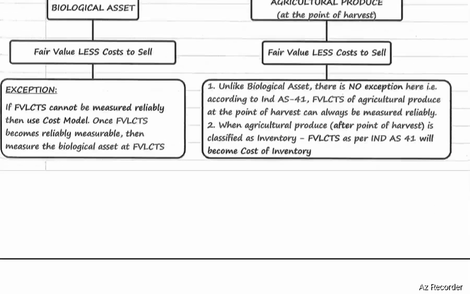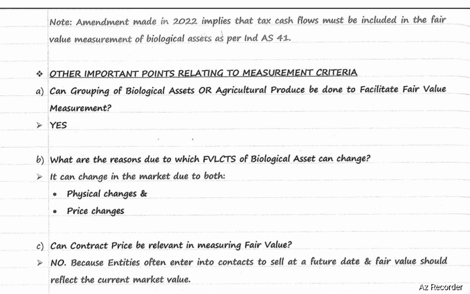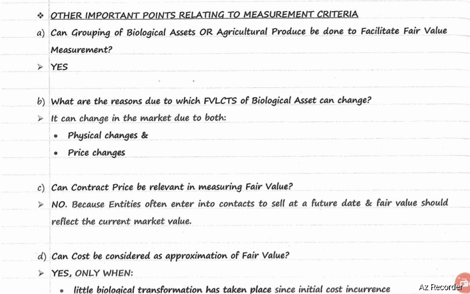Next. Important point is tax cash flows must be included in the fair value measurement of biological assets as per Ind AS 41. Other important points relating to measurement criteria. Can grouping of biological assets or agriculture produce be done to facilitate fair value measurement? Yes, grouping can be done.